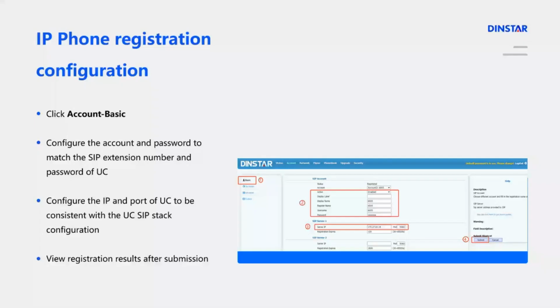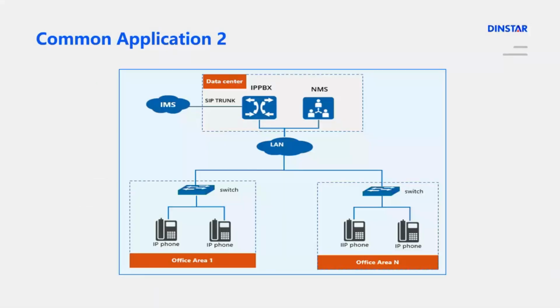Yeah, and this one is a typical setup for multi-office enterprises. The IPBX connects to the IMS network via a SIP trunk and lets your internal phones make and receive internal calls and external calls. And the IPBX also links to the NMS for centralized monitoring. And on the LAN side, the switch connects to the IP phones across multiple office areas. So all the locations share the same communication system with seamless internal calls.